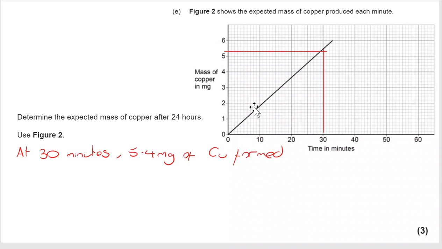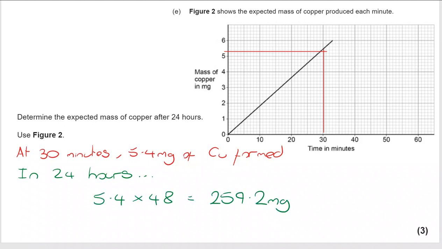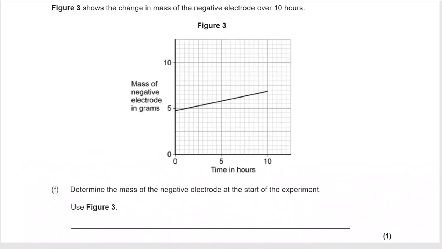Now that, because it's a straight line graph, we can multiply up, extrapolate to 24 hours. So for example, after 60 minutes, I would expect it to be double that, 10.8. After 24 hours, I would expect it to be 48 times the amount in half an hour, taking me to 259.2 milligrams. On to part F. And we are being asked to determine the mass of the negative electrode at the start of the experiment. This is straightforward graph reading, 4.75 grams.